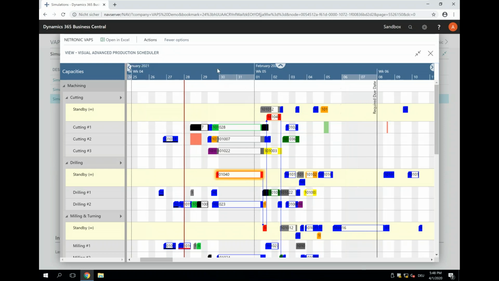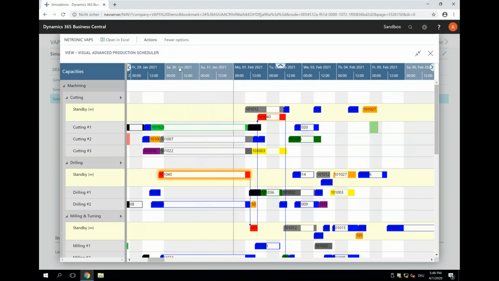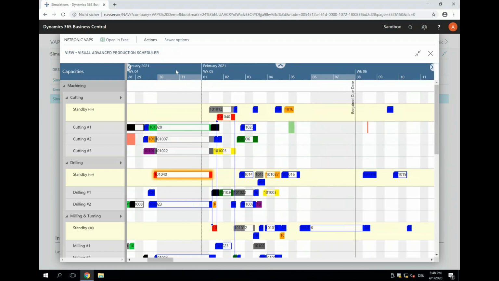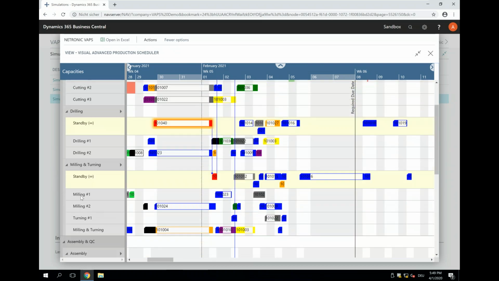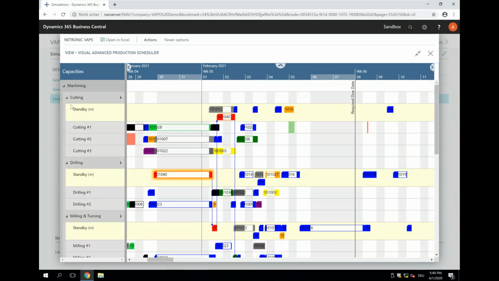But now let's go back to the question. The other question was: is everything that we get from the planning worksheet automatically added to the schedule? And I said no. So what you see is now we have my machine centers here. This is cutting 1 to cutting 3, drilling 1 to drilling 2, and so on. You see my work centers and the work center groups. And then you see something that is this yellow one. This is the standby resource.